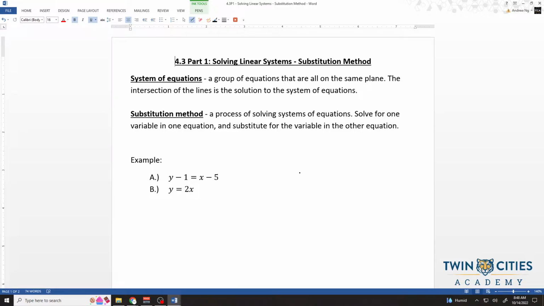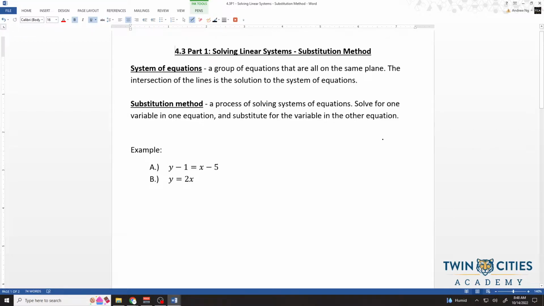Substitution, remember, means to plug something in, make it so what was there originally is replaced by something else. And that's exactly what we're doing here. This is a process of solving the system of equations that you're given, and you're going to solve for one variable and then substitute for that variable in the other equation. So we've got two examples today.